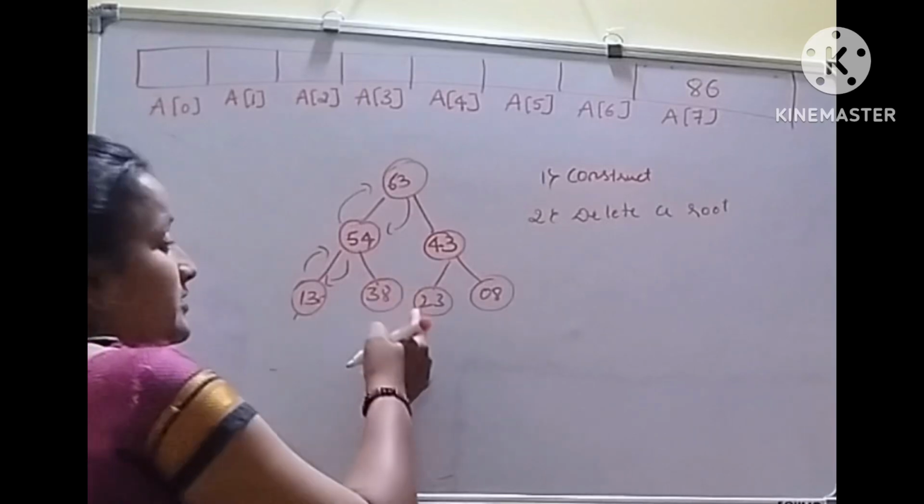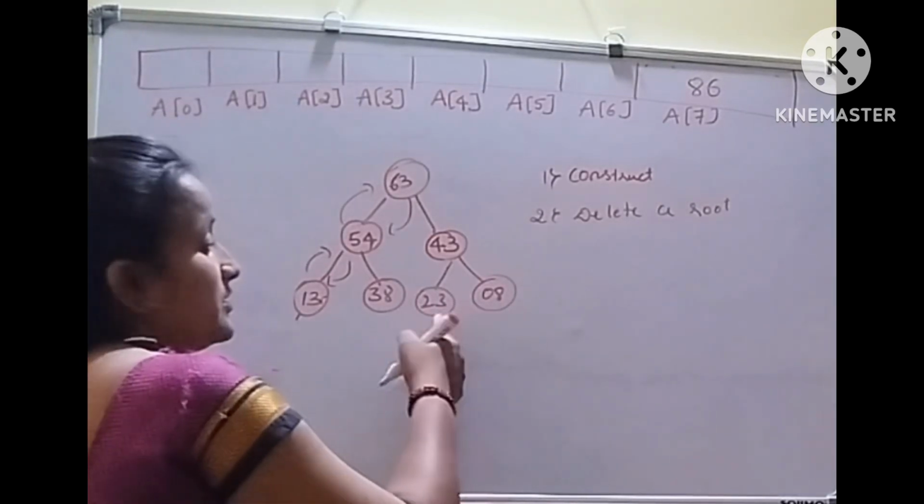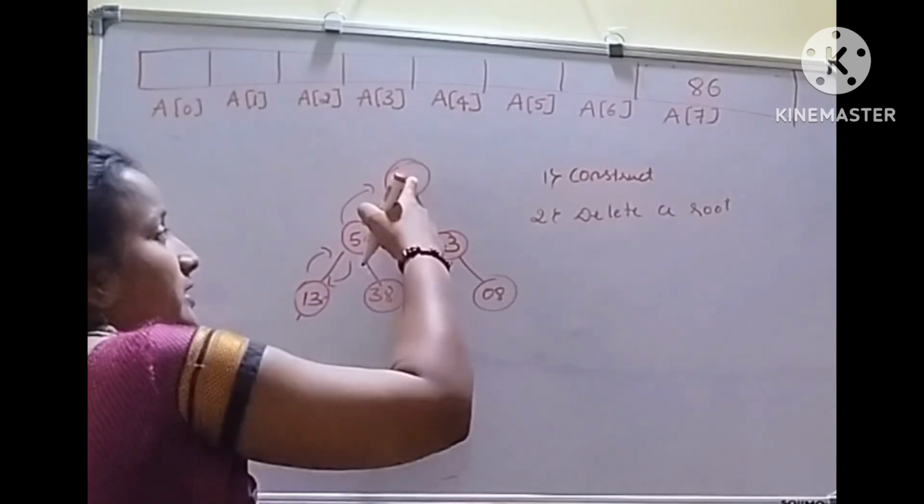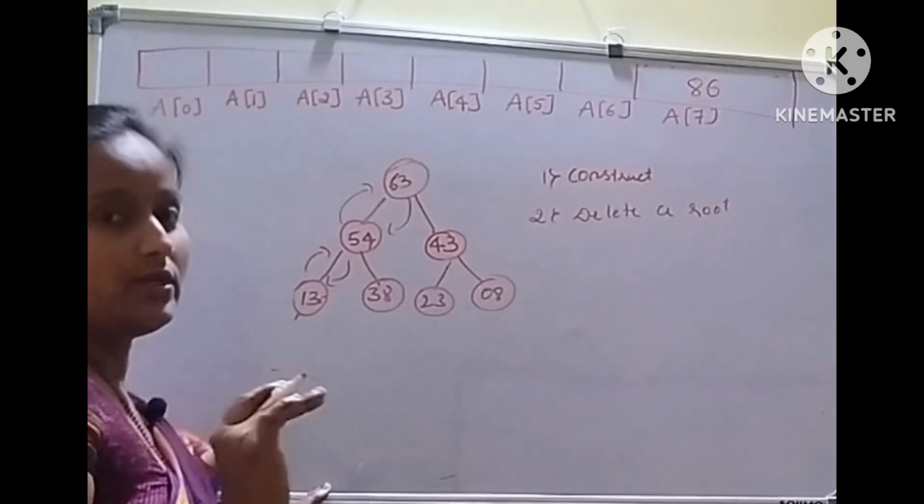Now after this we have to check these also. These are two child nodes and this is a parent node, this is also accepted. These two child nodes and this parent node, this is also accepted, no need to change.